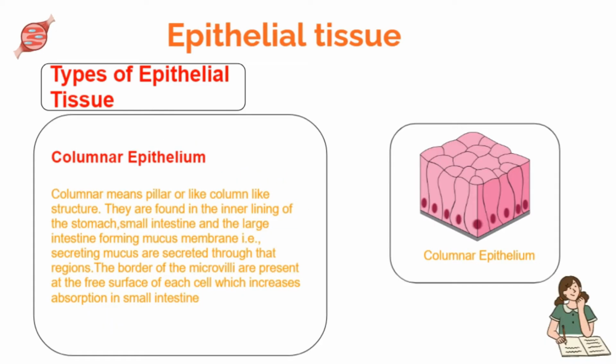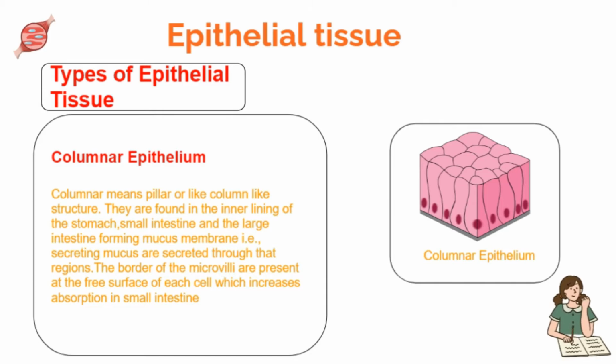The next type is the columnar epithelium tissue. That is the third type of the epithelium tissue. Columnar means pillar like or like columns. So the cells are basically pillar like or column like in structure. They are formed in the inner lining of the stomach, small intestine, and the colon, that is the large intestine, forming mucous membranes, that is mucus is secreted from those regions.